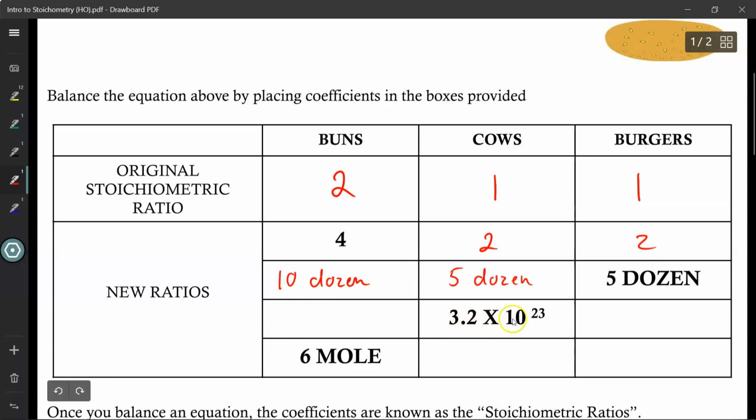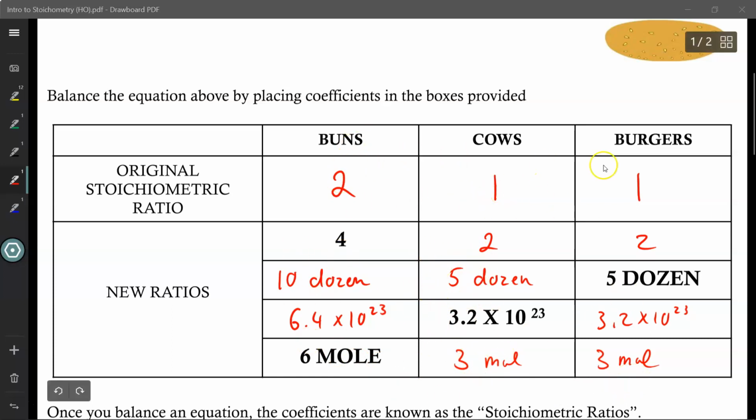If I have 3.2 times 10 to the power 23 cows, how many burgers would I make? Because it's a 1 to 1 ratio, these two must be identical. Whereas over here, it's a 1 to 2 ratio between cows and buns, so you're going to have twice as many buns, 6.4 times 10 to the power 23. Same thing over here with moles. If I have 6 mole of buns, how many mole of cows and burgers would I have? Again, it's a 2 to 1 to 1 ratio, half as many each time, so you'd have 3 moles here and 3 moles here. This essentially is stoichiometry.